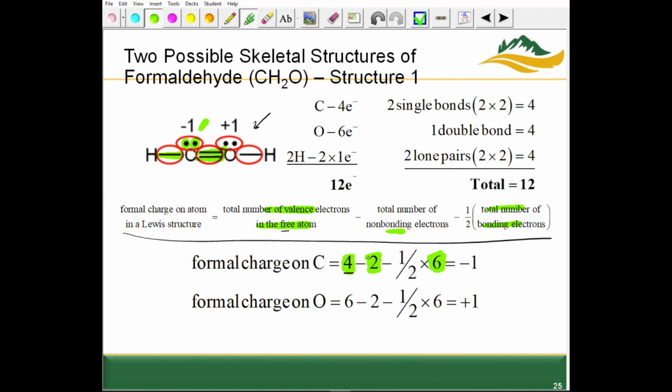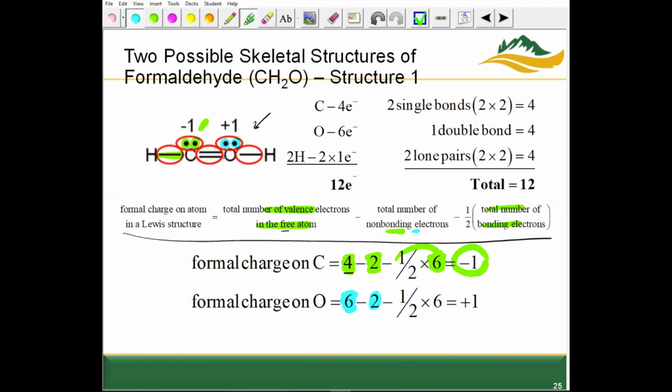4 minus 2 is 2, minus 3 here is -1. Now for oxygen, the total number of valence electrons on oxygen on its own is 6 valence electrons. It's in group 6A. Total number of non-bonding electrons, 1, 2. Number of bonding electrons, 1, 2, 3, 4.